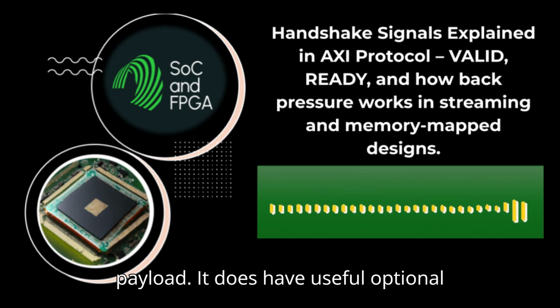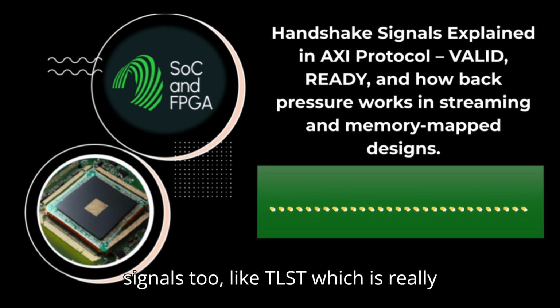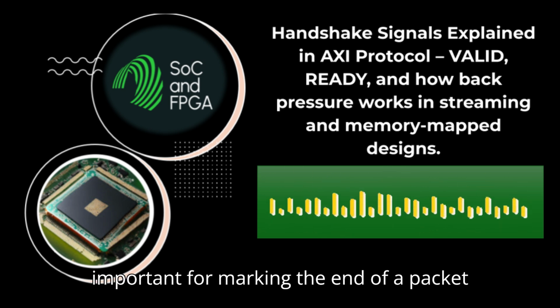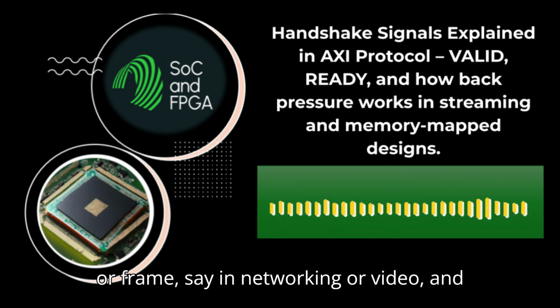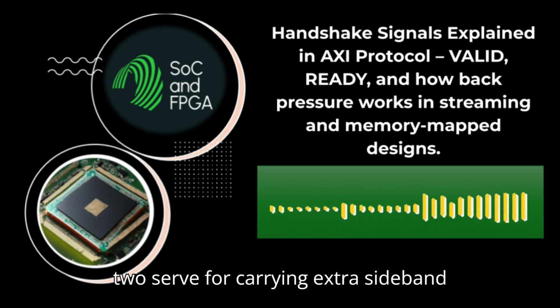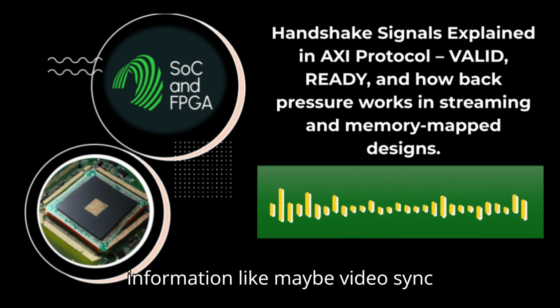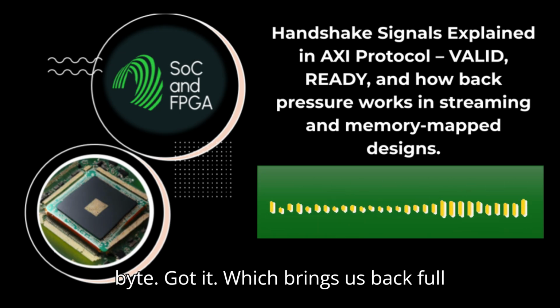payload. It does have useful optional signals too, like TLAST, which is really important for marking the end of a packet or frame, say in networking or video, and TUSER for carrying extra sideband information like maybe video sync signals. But fundamentally, it's one data byte. Got it.